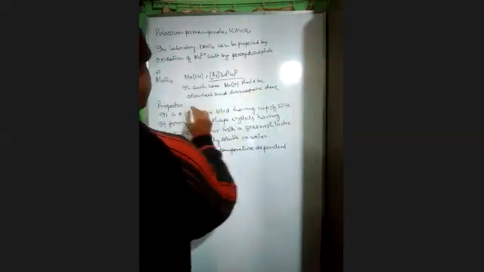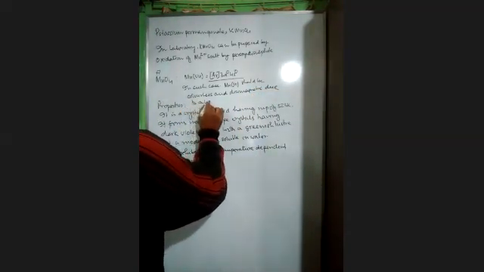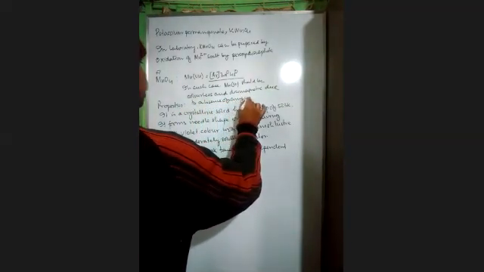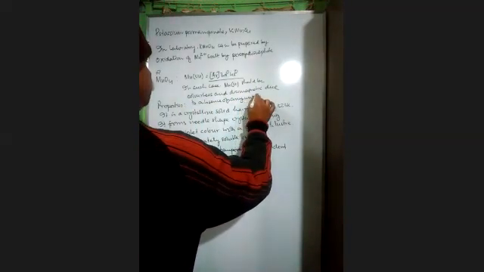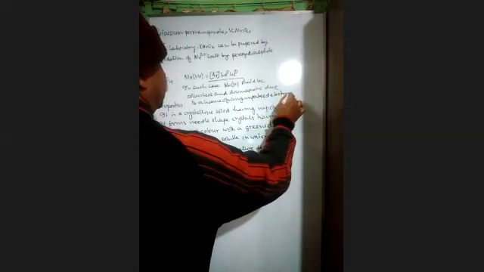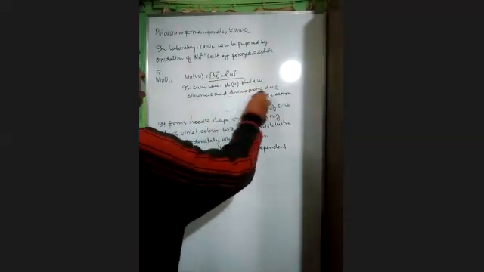Why? Due to the absence of any unpaired electron. But we find that it has an intense color. And at higher temperature, it shows paramagnetism. It's very strange. See why it is like that.